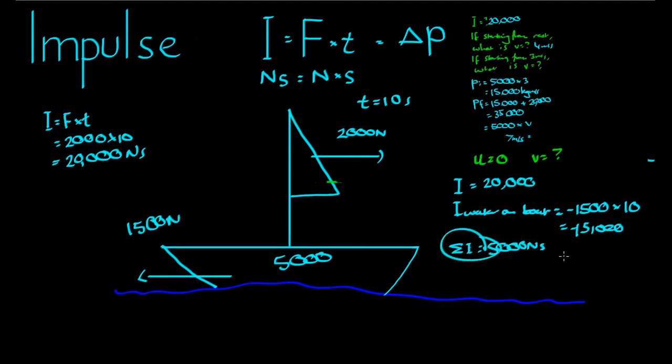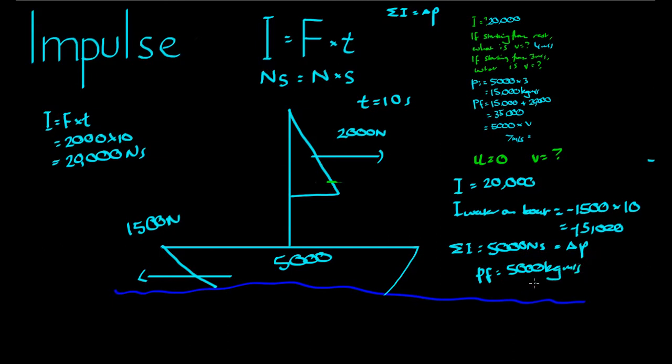And we can use this to figure out the change in momentum. So what I should really say up here isn't that the impulse is equal to delta P, it's that the impulse is equal to F times T, but that the net impulse is equal to delta P. So if the change in momentum is equal to 5,000, and it does start from rest, it means the final momentum is also equal to 5,000 kilograms times meters per second, which is equal to the mass of the sailboat times the velocity. 5,000 divided by 5,000 gives V by itself. Final velocity, 1 meter per second.